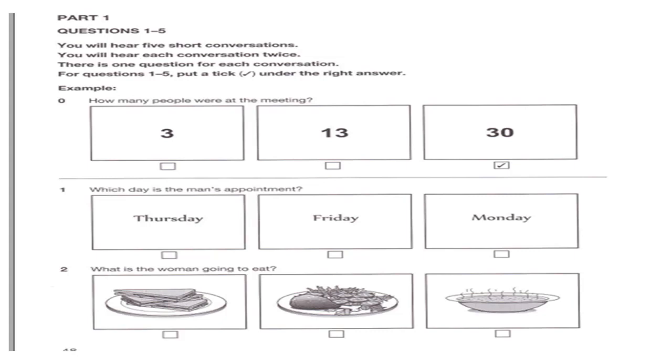Two. What is the woman going to eat? I'm going to have chicken and salad. What would you like? The soup looks good, but the weather's a bit too warm for anything hot. Why don't you have sandwiches? They don't look very nice. I think I'll have the same as you.